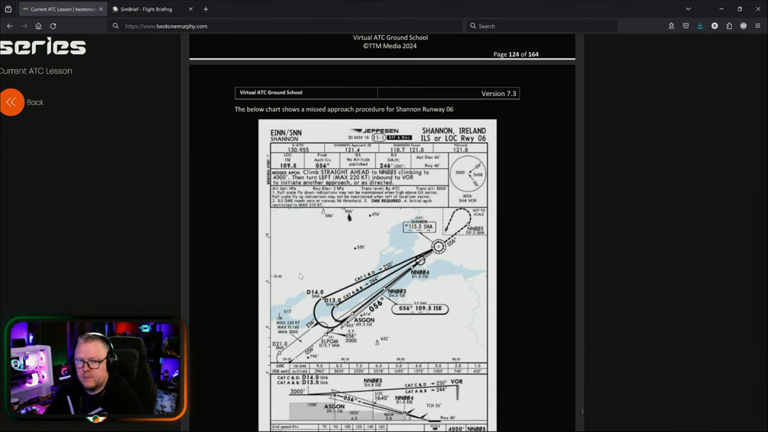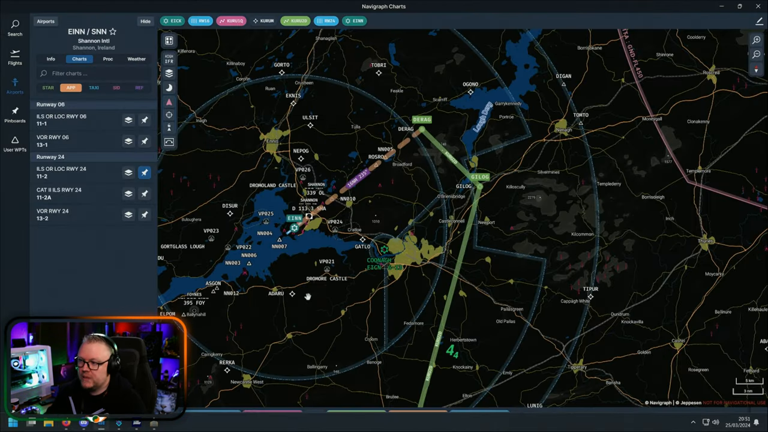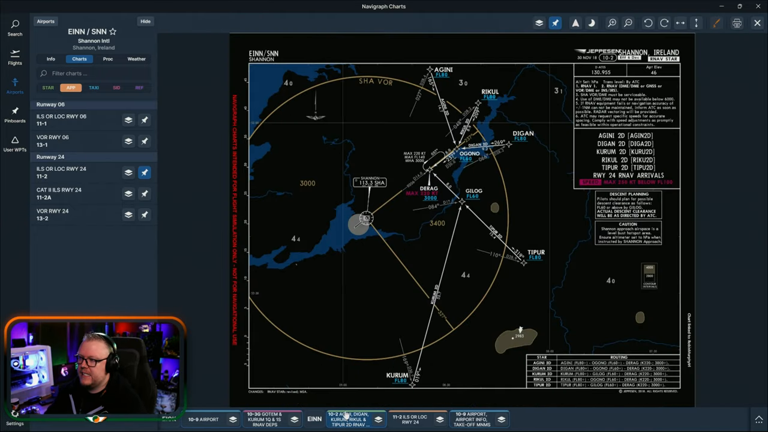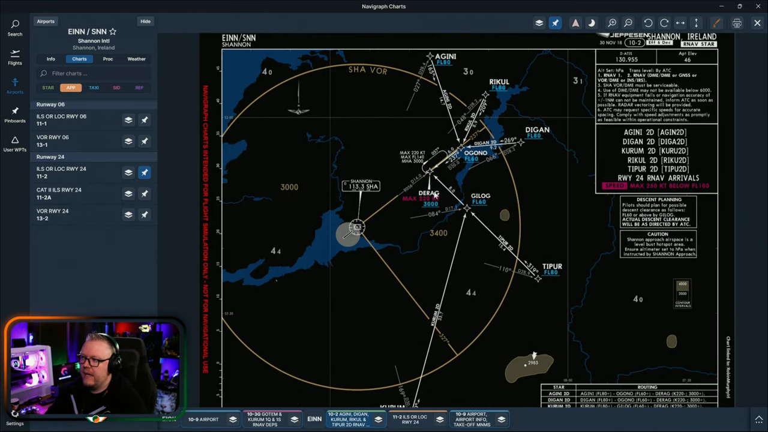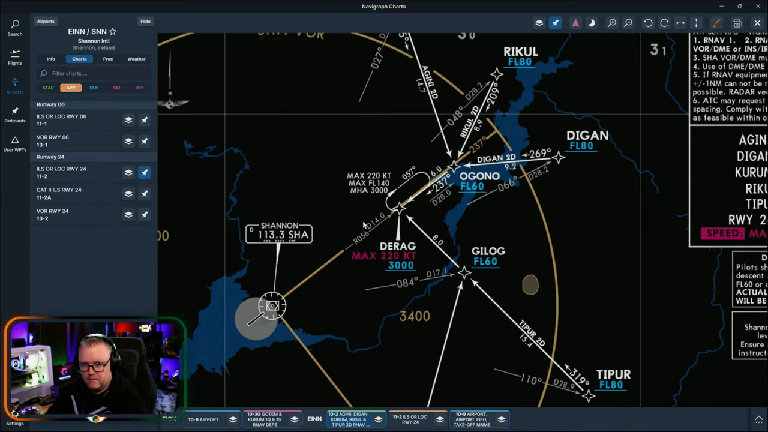But a hold is important. We're not going to do it tonight, but just be aware of what a hold is. So let's say we're all tickety-boo and we're going to be doing our star, our published arrival into runway 24.